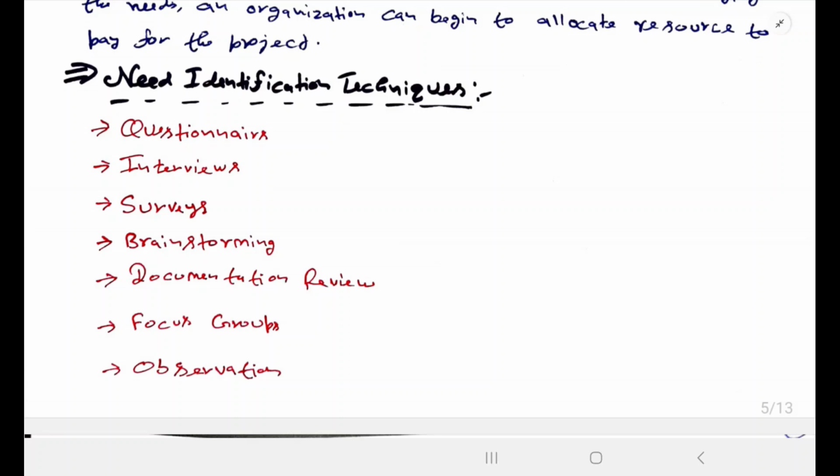Basically, need identification is a process, or we can say it is a step before actually going to the project or before actually starting the project. We will gather information, or we can say we can arrange some pros and cons of a particular project, what kind of risks are associated with this. All these questions we will get clear answers to.